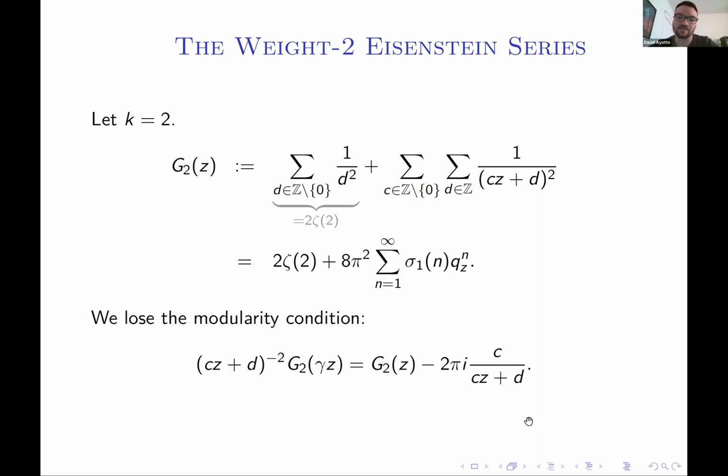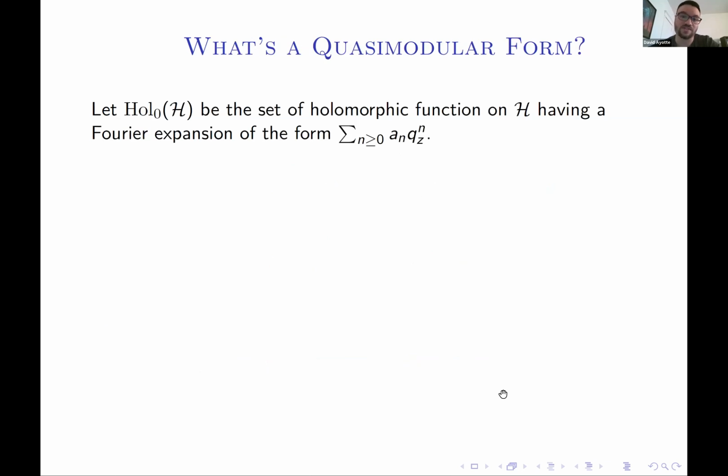It becomes this relation instead. So we have this little annoying factor that appears. So it's really close to being a modular form. It's so close to being a modular form that we call it a quasi-modular form. So what's a quasi-modular form? We consider the set of holomorphic functions which admit a Q expansion.